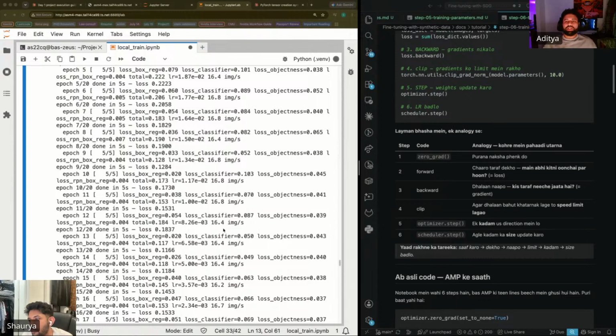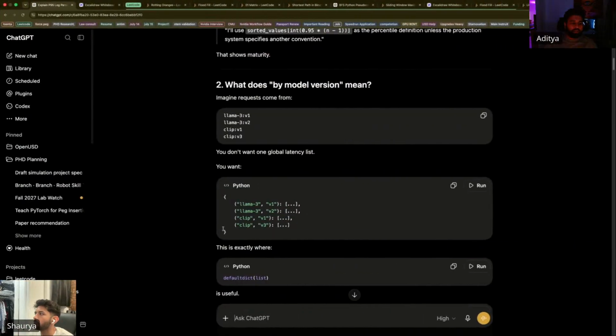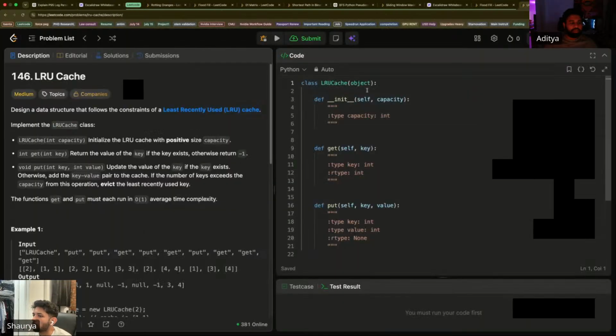So what was the LeetCode question that you're talking about? Let me take a look at it once. LRU cache. Oh, LRU cache. Oh, it's gonna be simple. Yeah, I do remember it. Simple. Yeah, it's not that difficult. If we know LRU, then we can do it.